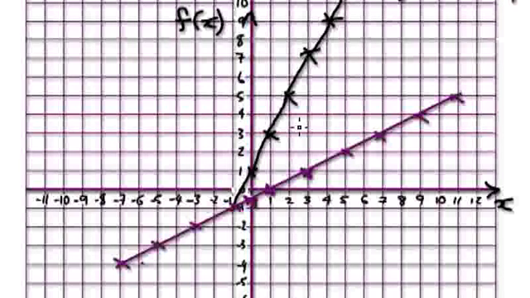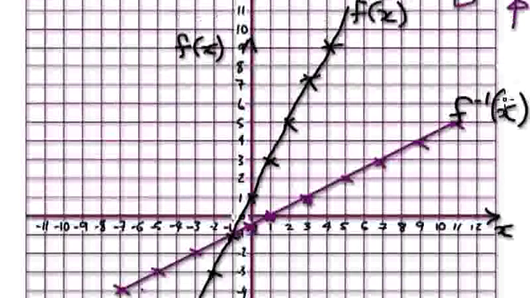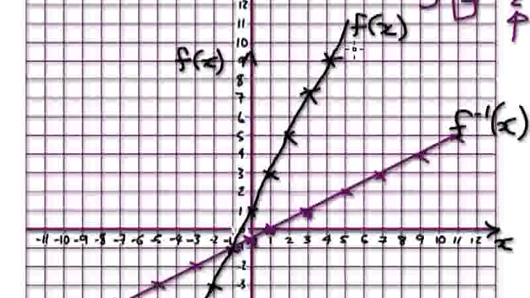If you draw the original function, let me think. Here, here, here. So the original function would look like this. You see, this here is our inverse function. This here is our normal function.